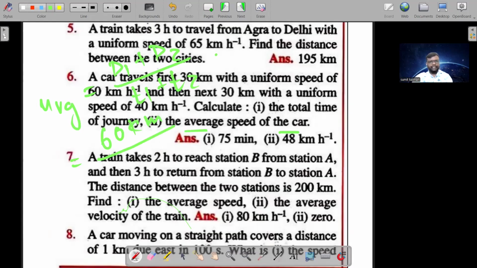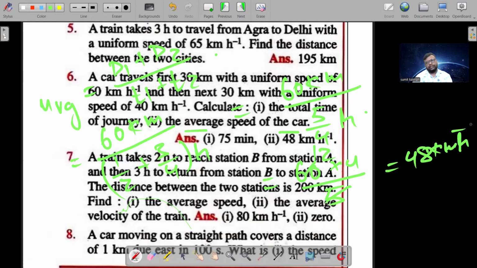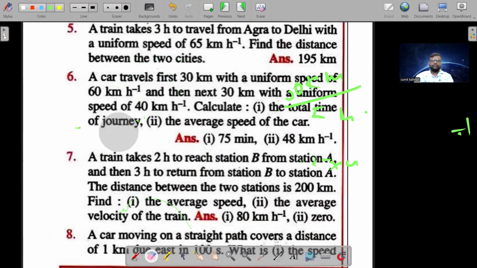And how much is the total time here? Half plus 3 upon 4 hour. So here, friends, how much will it become? 60 kilometer upon 2 plus 3, 5 upon 4 hour. So here, friends, 60 into 4 upon 5, 12 fives are 60, 12 into 4, 48 kilometer per hour. So this is the answer, 48 kilometer per hour. This is the second part. Now next, 7th problem.